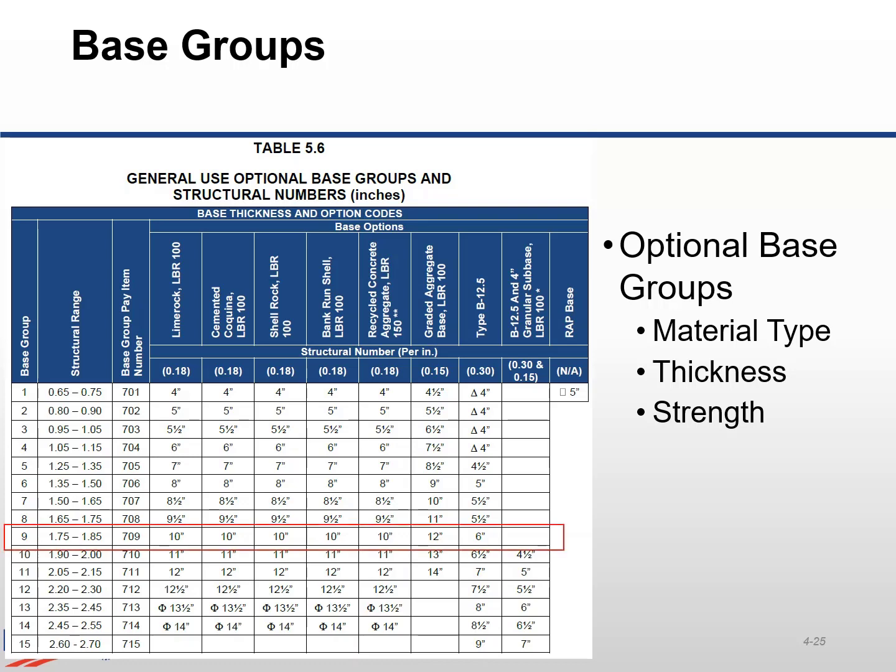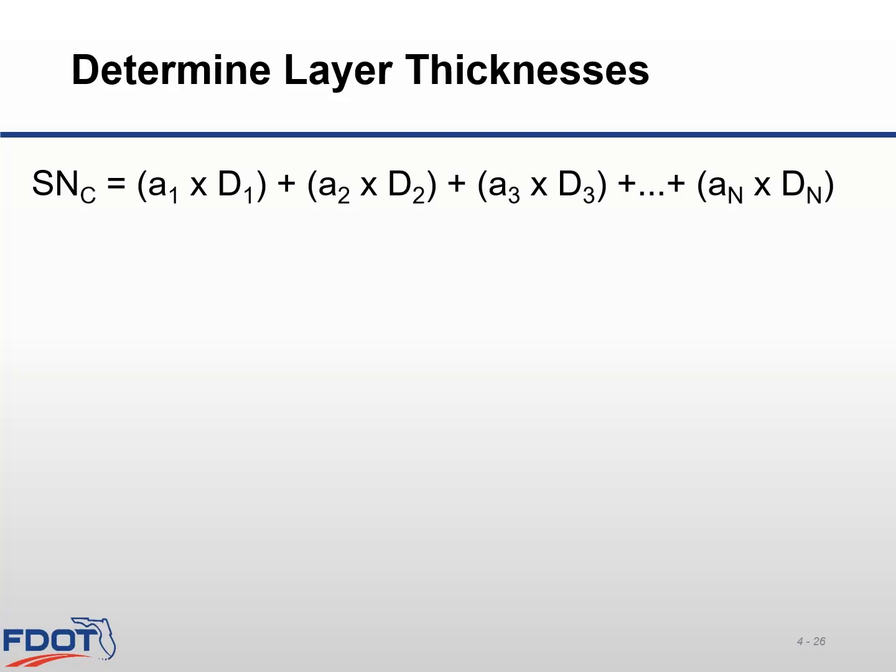As an example, reading across optional base group 9, we can see that 10 inches of lime rock base, which has a structural number of 0.18 per inch, provides a total structural number of 1.8. Likewise, 12 inches of graded aggregate base, which has a structural number of 0.15 per inch, will yield a total structural number of 1.8.